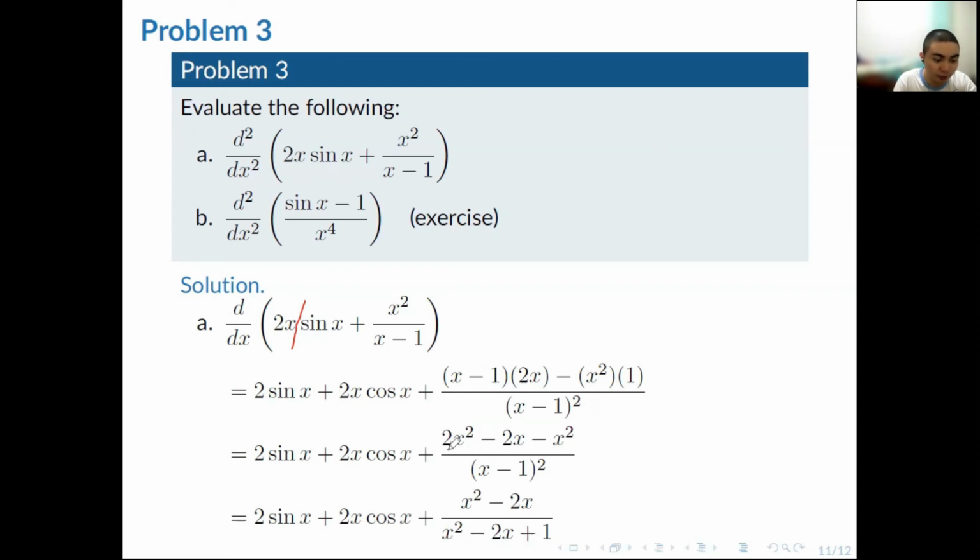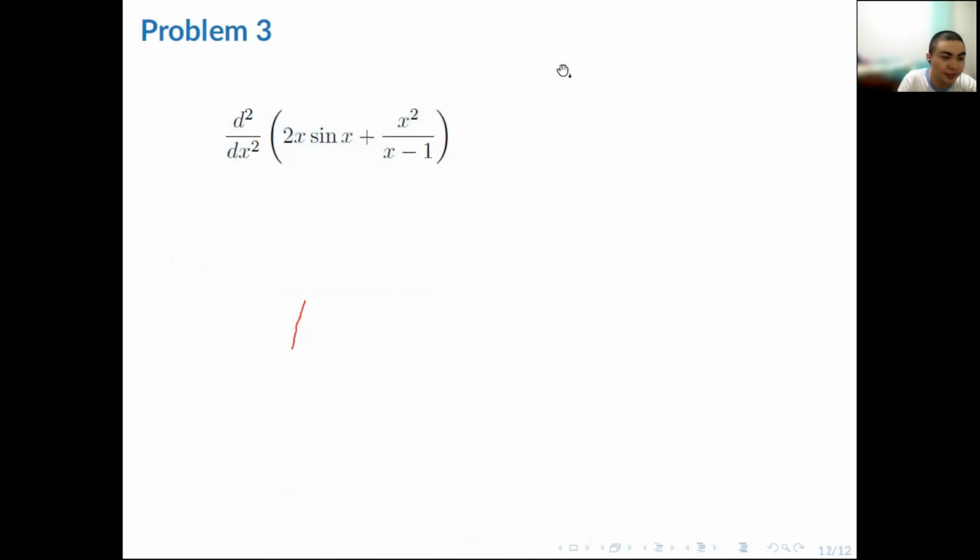By simplifying it, we get this one, no? So, yan. You can solve this naman. So, pupunta tayo sa 2 sine x plus 2x cosine x plus x squared minus 2x all over, ayan, x squared minus 2x plus 1. So, ngayon nahanap na natin yung derivative neto. Hahanapin naman natin yung second derivative. So, di-differentiate natin to.